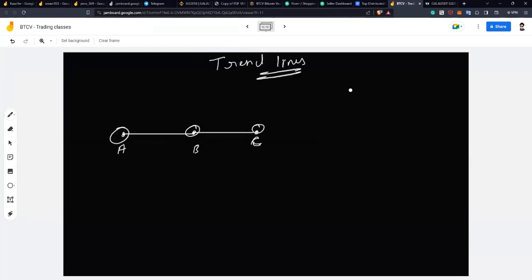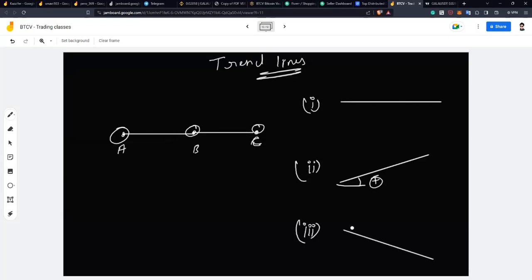Now, usually we have 3 different types of trend line. The first one is, of course, the horizontal trend line, this one. The second one is a trend line inclined at a positive angle, something like this. And the third one is a trend line inclined at a negative angle. So we have 3 types of trend lines. Usually, you will only use this trend line and this trend line. I don't think you will ever use the horizontal trend line.